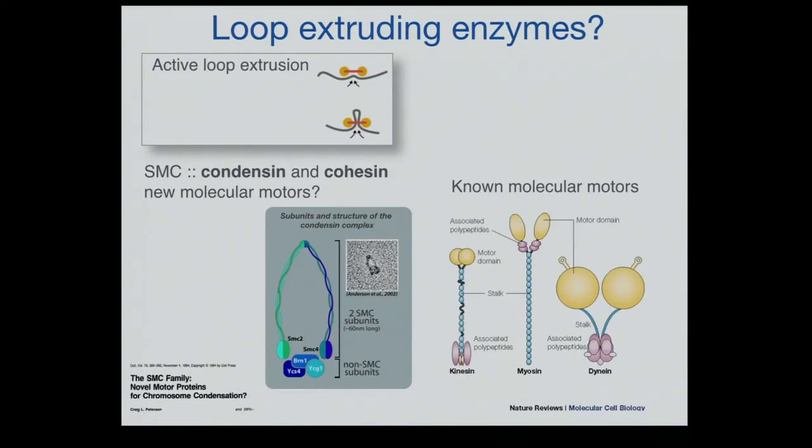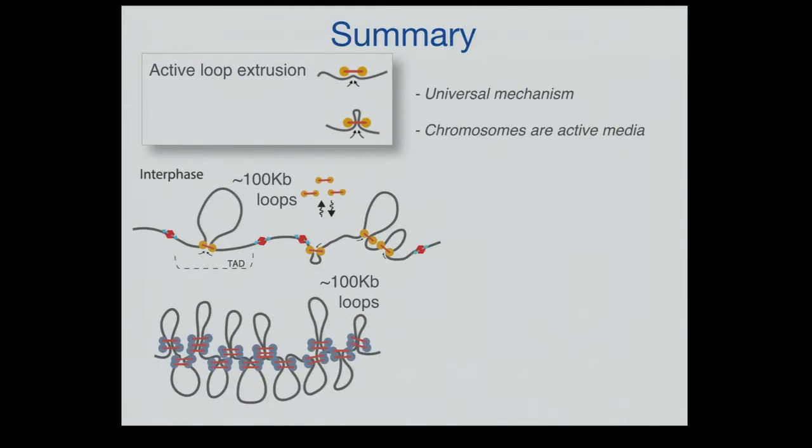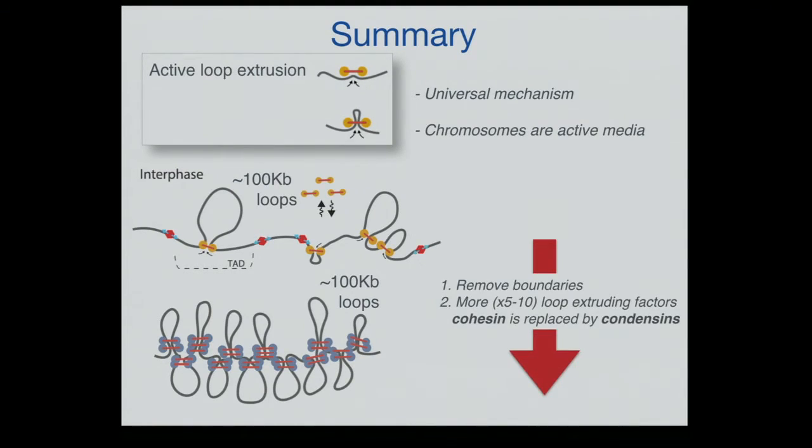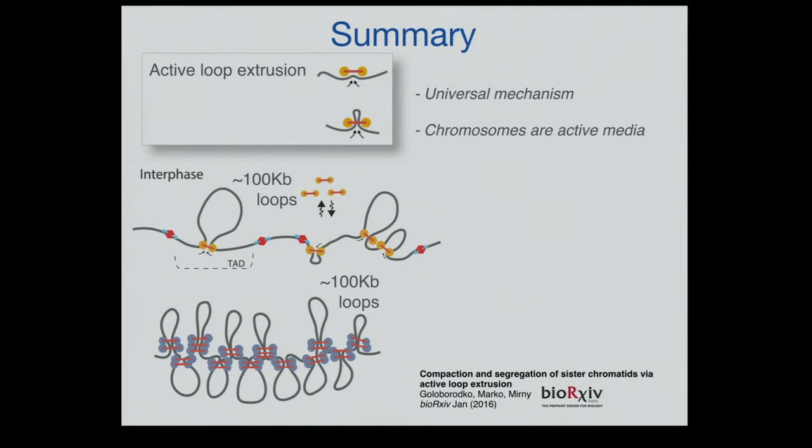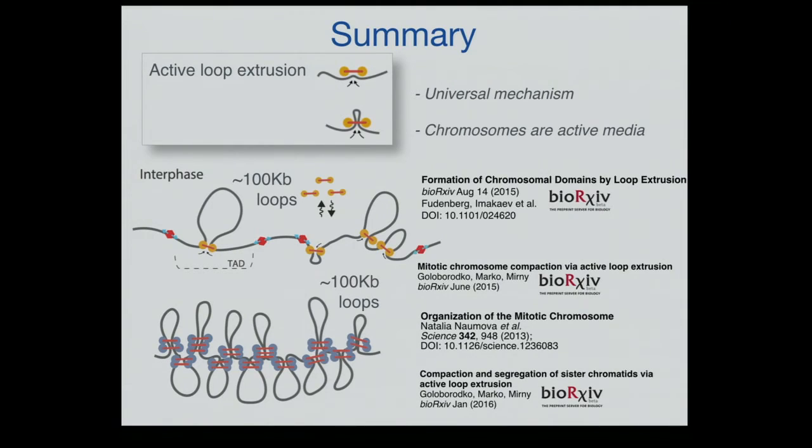So with this, that's an argument why cohesins can potentially do this. Very simple graphical summary: loop extrusion might be a universal mechanism that is acting in interphase in a more dilute regime with boundaries, and in metaphase, a more dense regime, so I need to remove boundaries and, presumably, replace cohesins with condensins, and need to have many more of them, a factor of 5 to 10 more. And that's a summary. We put this on the bioRxiv. These are the 3 papers on the bioRxiv.